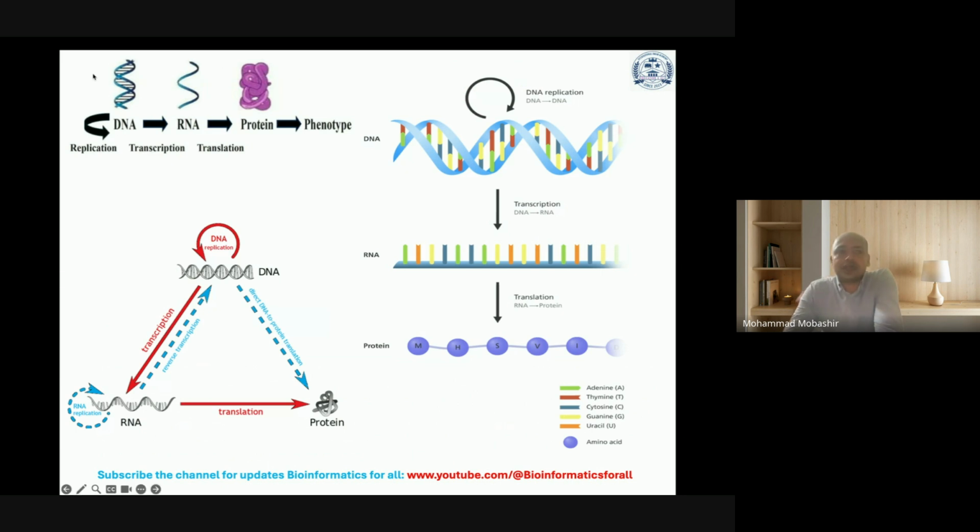Now, the central dogma can be presented in different pictorial representations. Here you can see DNA to DNA, that is replication, and then DNA to RNA, that is transcription, and then RNA to protein, that is translation, and then this is showing the protein, that is phenotype or functions. The same thing you can see here, DNA replication, DNA to DNA, and then DNA to RNA, that is transcription, and then RNA to protein, that is translation. And the same thing can be seen here.